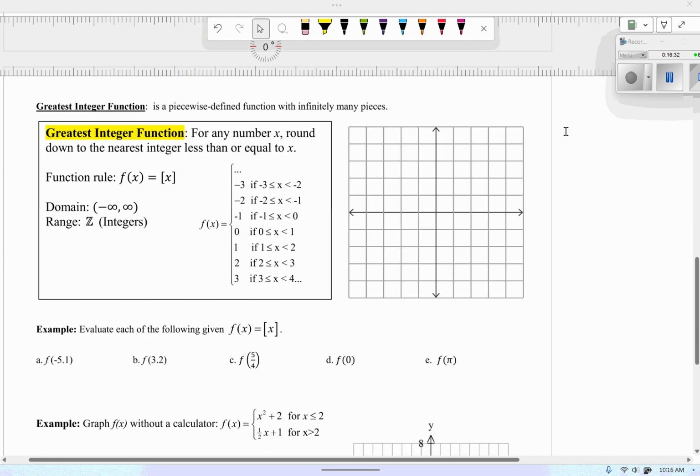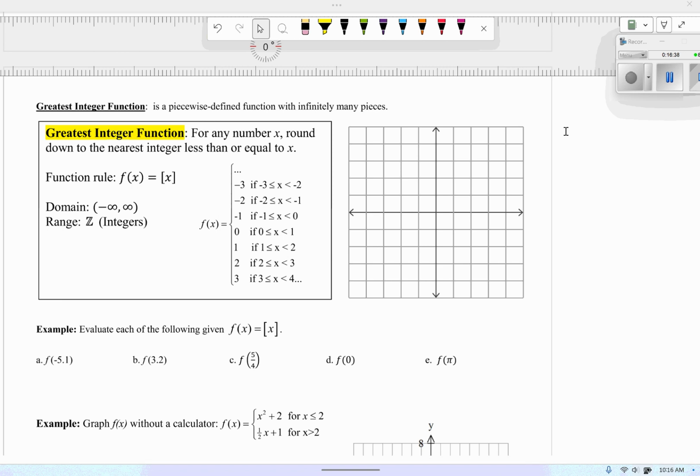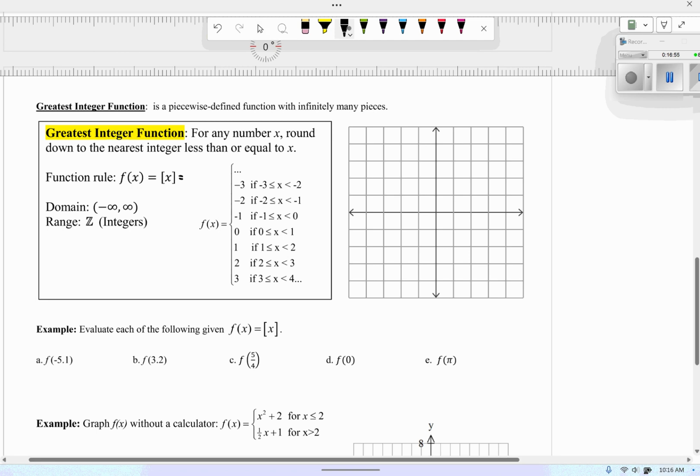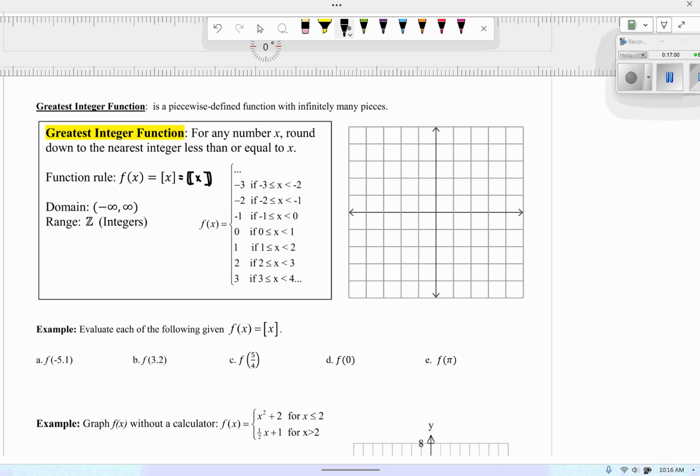And then we have one more piecewise function, which is the greatest integer function, which we briefly talked about the other day. So the greatest integer function is a piecewise defined function with infinitely many pieces. For any number x, you're always rounding down to the nearest integer less than or equal to x. So the rule of the function is f of x equals, and again, we use these brackets around the x to stand for the greatest integer function. And some books do use, again, a double bracket that looks like this so that people know that it's the greatest integer function, because sometimes people use brackets for like parentheses purposes. So it's good to know the different notation. The domain's all real numbers and the range is integers.